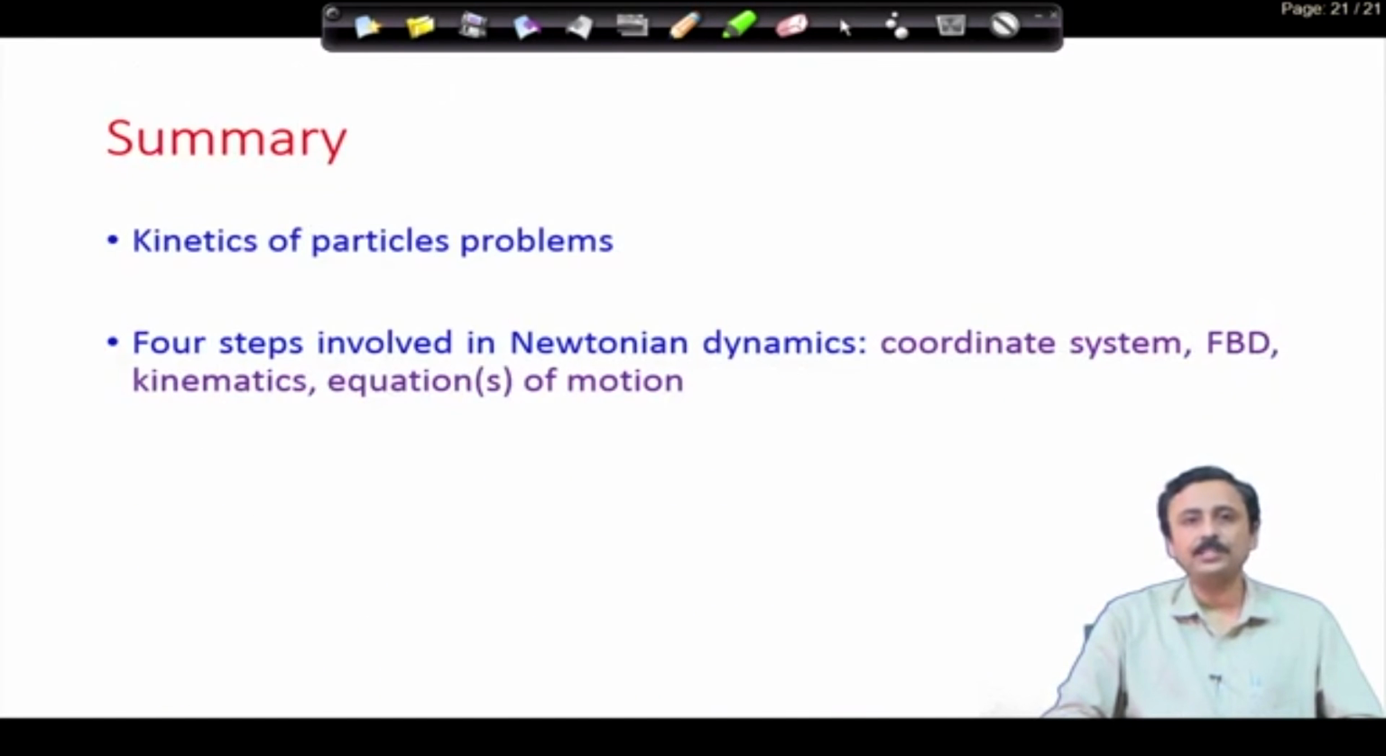So, just to summarize what we have discussed, we have looked at the kinetics of particles, some problems on kinetics of particles, and all these 4 steps which I keep mentioning, I have demonstrated how to use them to solve these problems. So, here I will close this lecture.